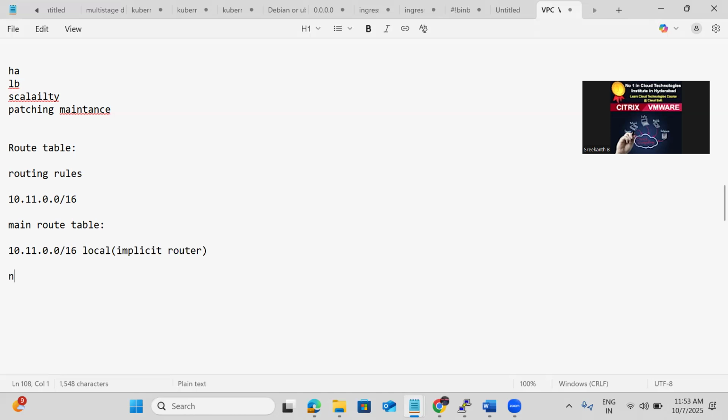That means any IP in 10.11.0.0/16 can communicate with any IP. That is the rule. It's internal communication, and for that we have multiple subnets also, but within the VPC any IP can communicate with any IP. This rule is helping us with that.